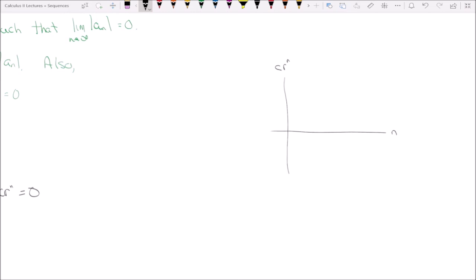Remember, r is greater than negative 1. Right, so the sequence is doing something like this, right? Even though the values bounce back and forth between positive and negative, notice that the absolute value of the values are shrinking to 0. So the limit itself is 0.